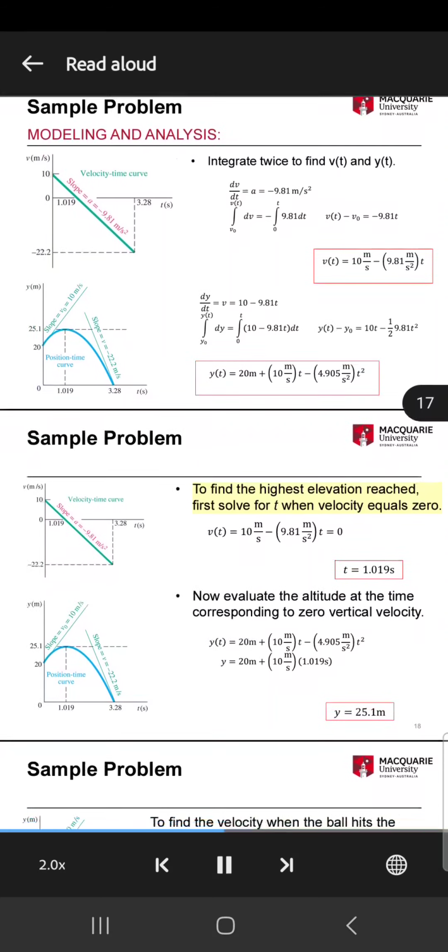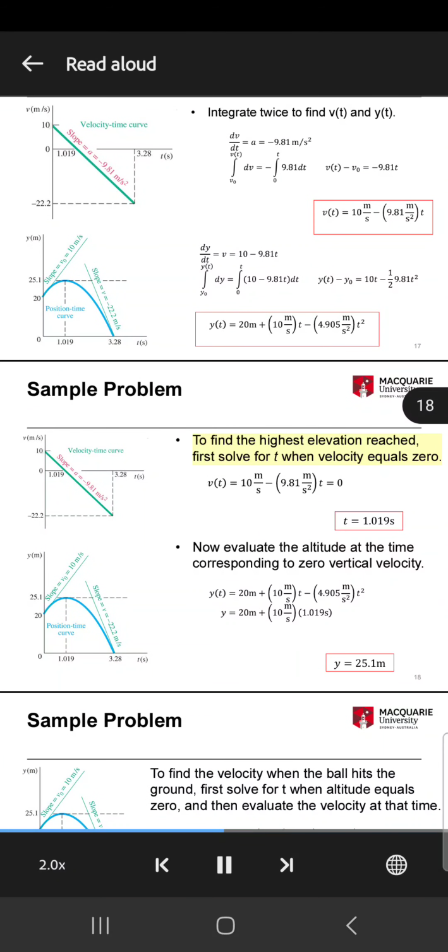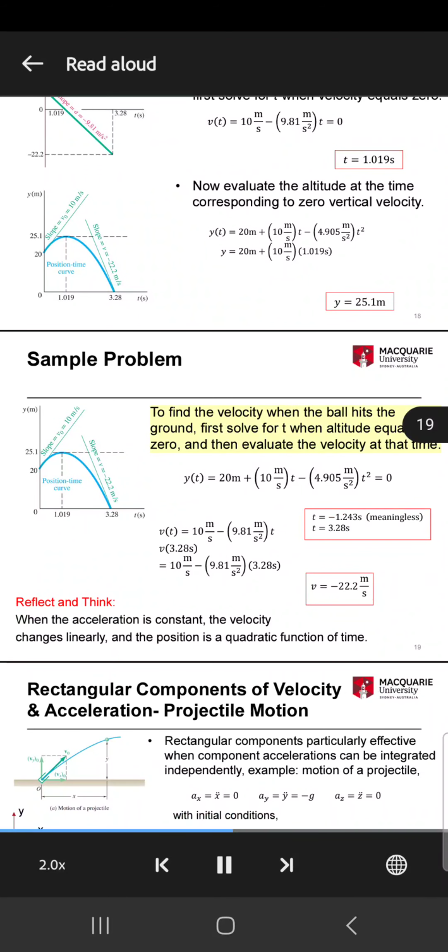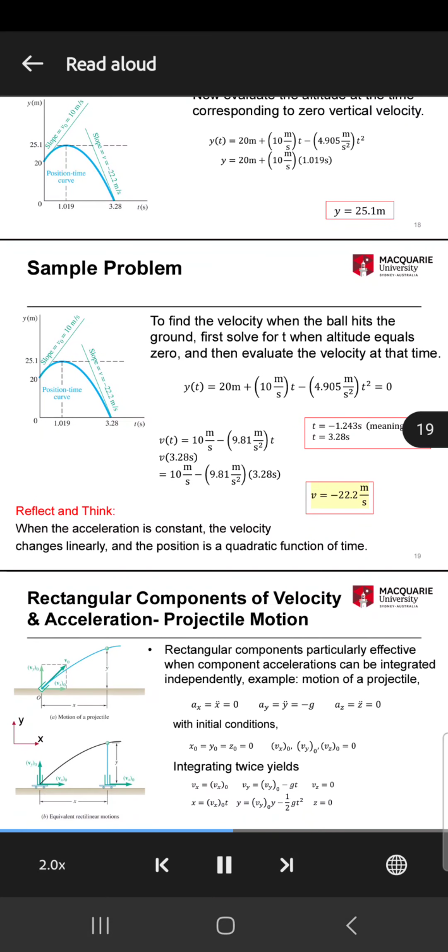Sample problem. To find the highest elevation reached, first solve for t when velocity equals 0. t equals 1.019 s. At t equals 1.019 s, y equals 25.1 meters. To find the velocity when the ball hits the ground, first solve for t when altitude equals 0, and then evaluate the velocity at that time. t equals minus 1.243 s (meaningless), t equals 3.28 s. At t equals 3.28 s, v equals minus 22.2 m/s.